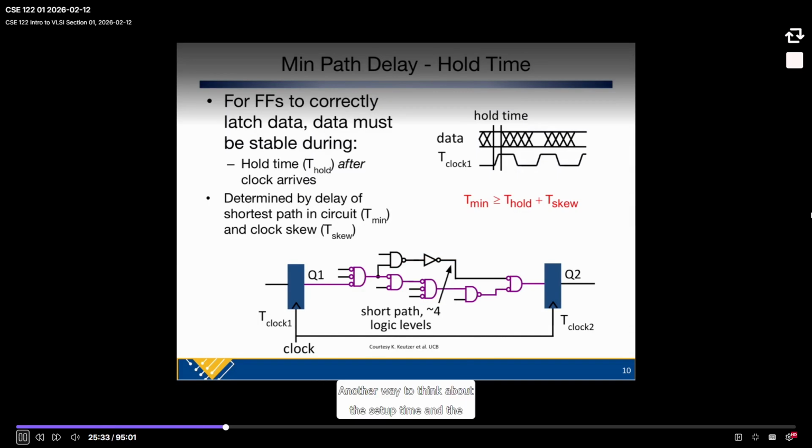Another way to think about the setup time and the hold time is it's a window around the clock edge where you can't have the input change. It can't arrive too late, it can't change too early. It has to stick around to be captured. And so for this, you basically have the minimum delay has to be greater than the hold time. Right? So you have to go through here, it has to be greater than the hold time.